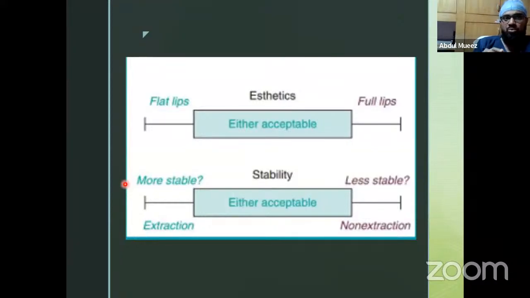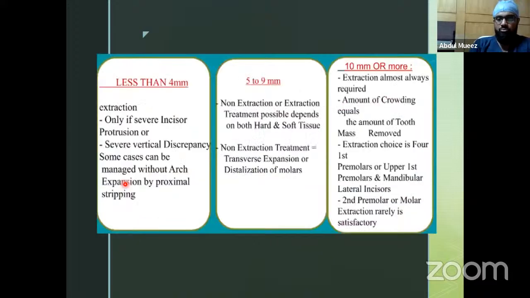But still, if there is a space requirement and in spite of that you are expanding and then stripping up the case and getting the result, the stability is really questionable. But sometimes it is vice versa. If you have got a sufficient arch width and you are expanding it, then yes, you have done a fairly good job. If it is less than 4 mm, you can just go for proximal stripping. You might have read this in your UG days, like in the Balaji notebook.